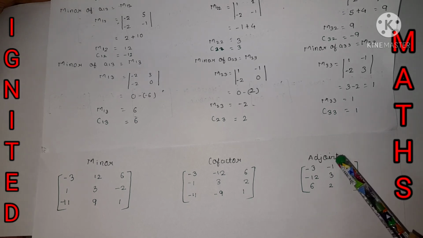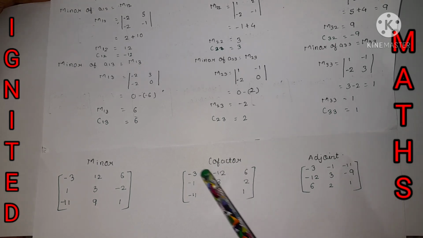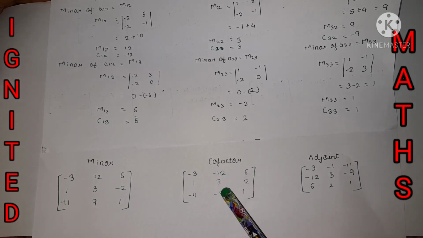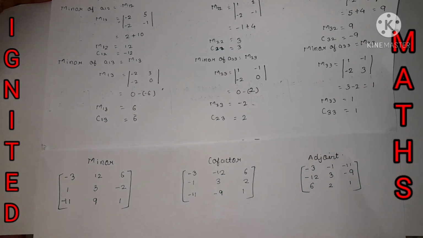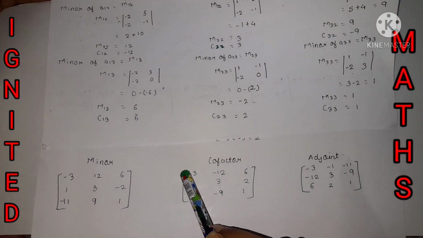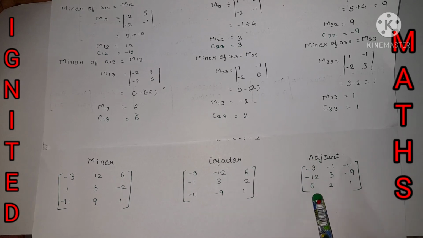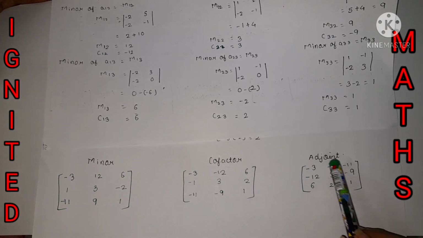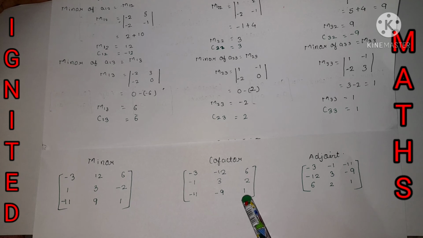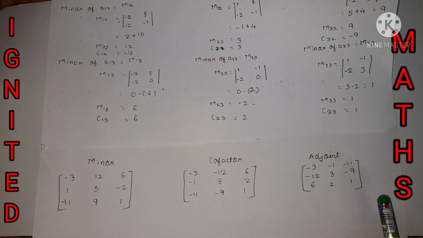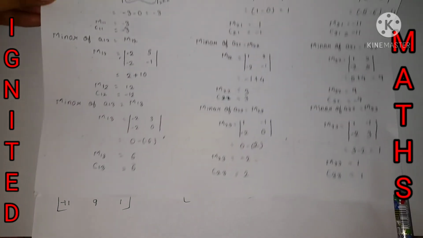Now for finding the adjoint of the matrix, we just need to take the transpose of the cofactor matrix. We need to do the transpose of the cofactor elements. That is, the first row will be interchanged as the first column, the second row will be interchanged as the second column, and the third row will be interchanged as the third column. We have gone through it.